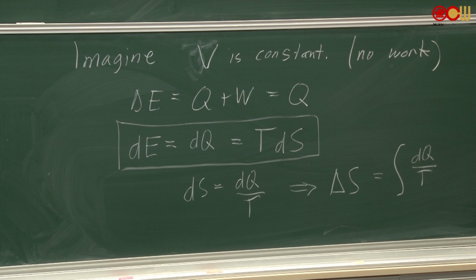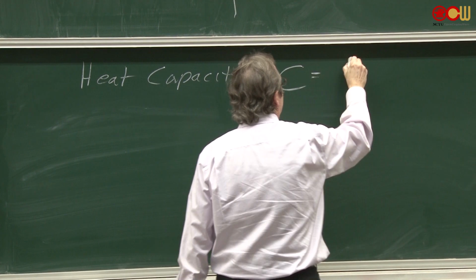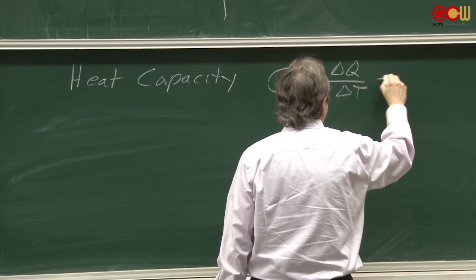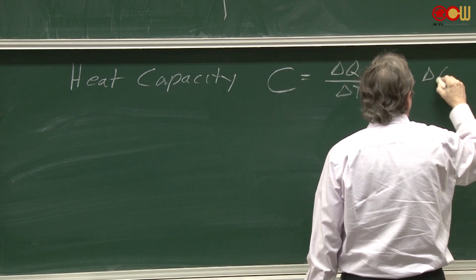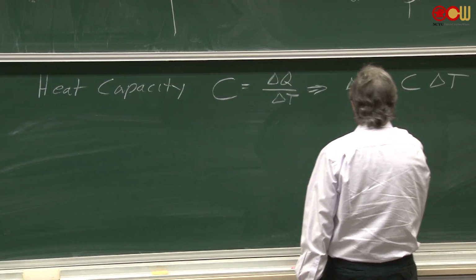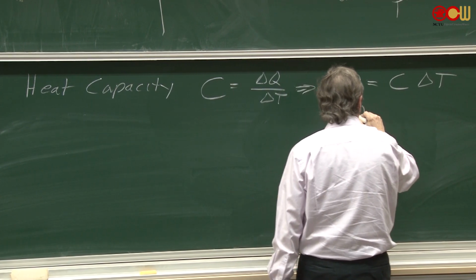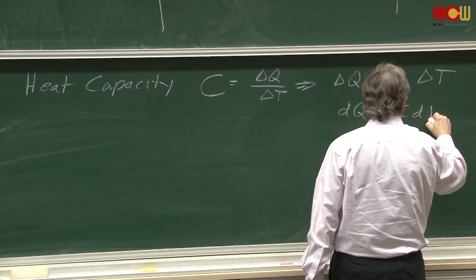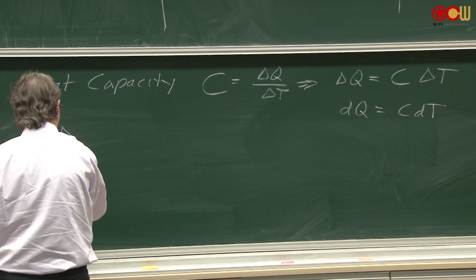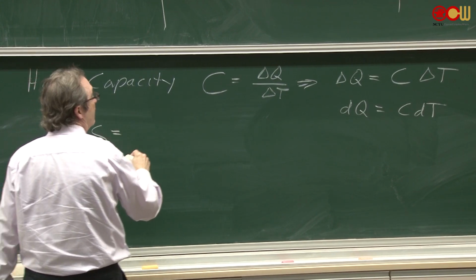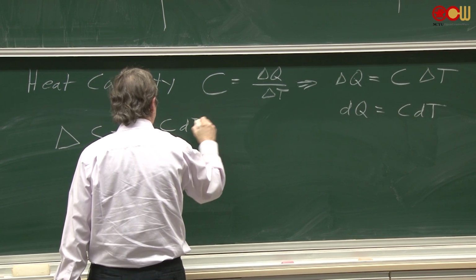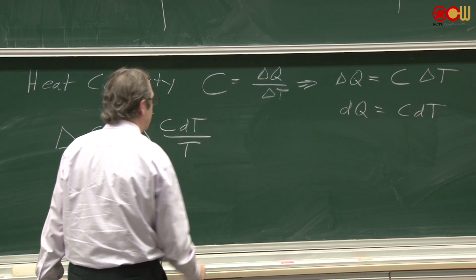So we have heat capacity. C is just equal to delta Q over delta T. So that implies delta Q equals C delta T, or dQ equals C dT. So now I have a way of calculating, measuring the entropy. Delta S is the integral of C dT divided by T.